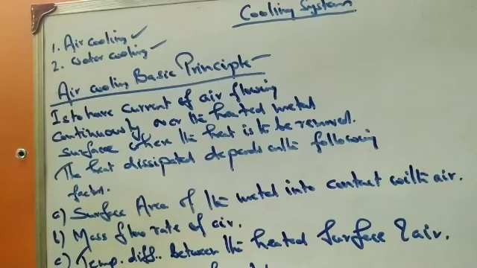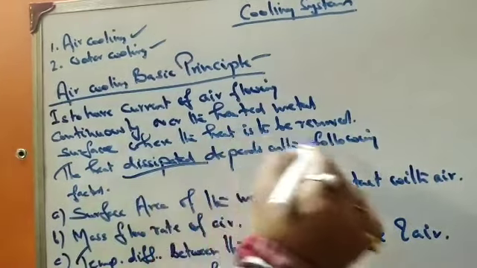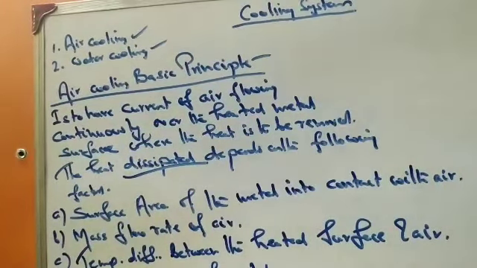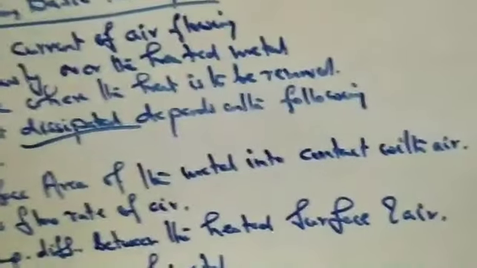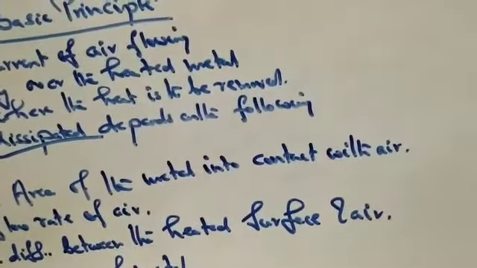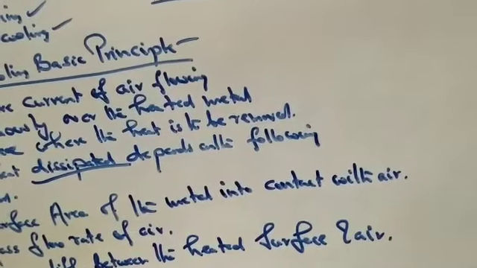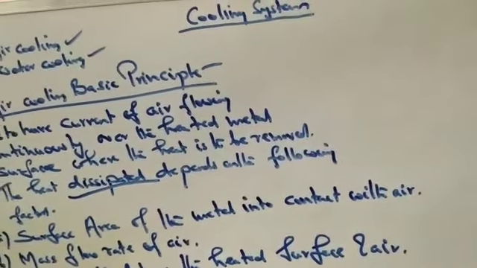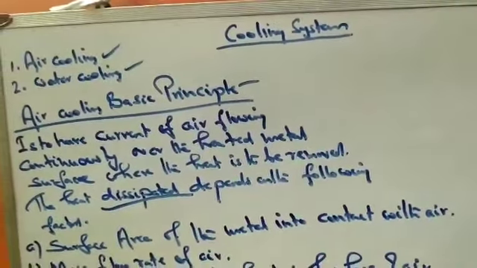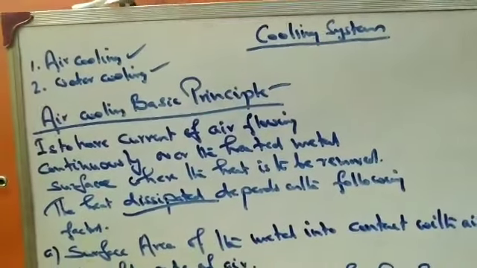Now the heat dissipated depends on the following factors. The first factor is the surface area of the metal in contact with air. The amount of heat dissipated depends on the surface area of the metal in contact with air.